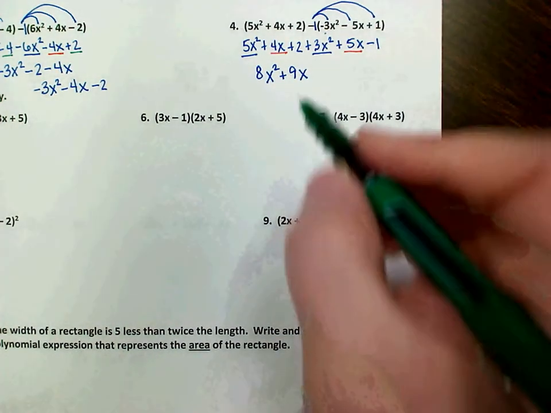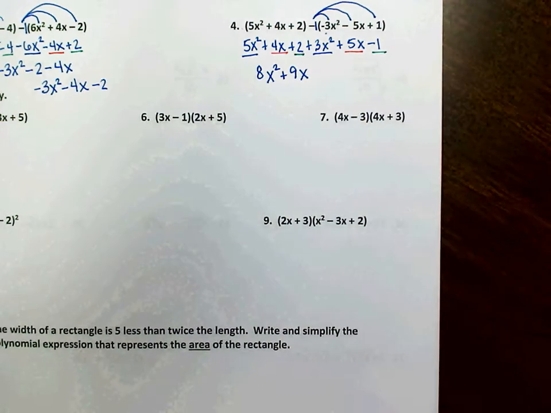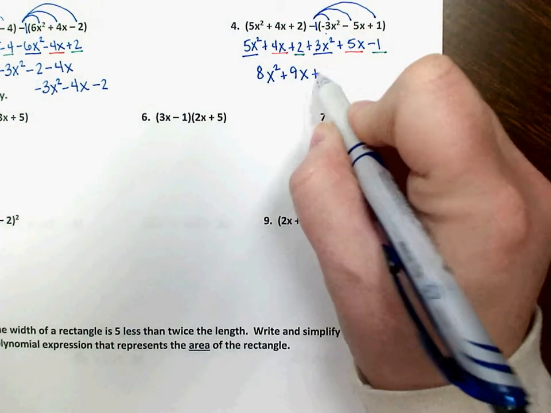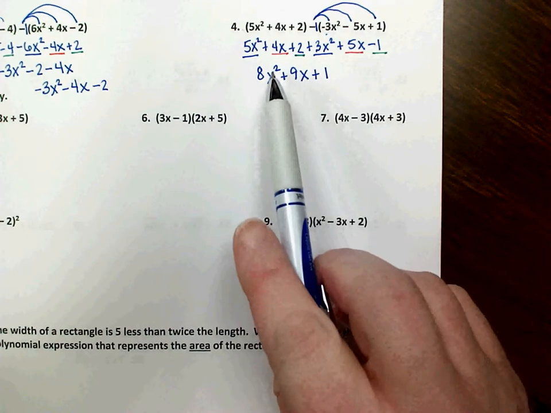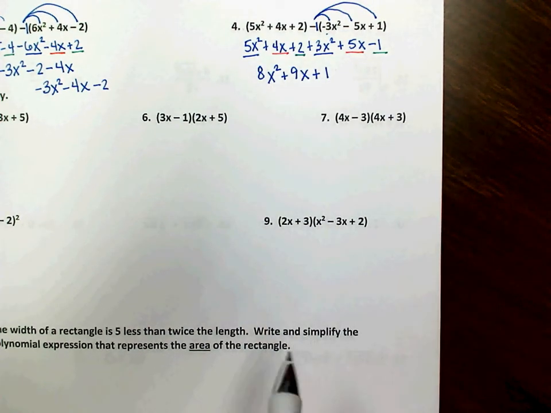My last term to get is combining the constants. 2 and -1. 2 minus 1 is 1. So we have plus 1. That is already in standard form. My exponent goes from the highest down to the lowest on the terms. So that's my answer in standard form.